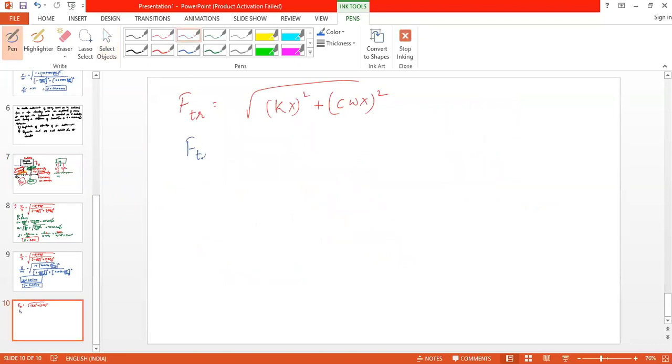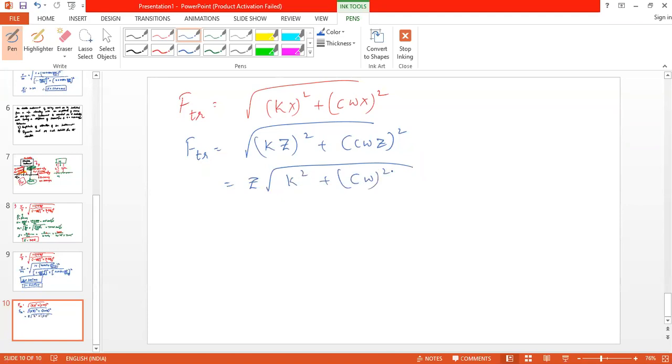So I need to rewrite this equation, that is FTR is equal to root of (kZ) whole square plus (c omega Z) whole square. So I can take Z outside, Z times the root of k square plus (c omega) whole square. But here there are five springs, so k will become k equivalent, and there are five dampers, so c will become c equivalent. So this is the total dynamic load which is applied on the 5 isolators.